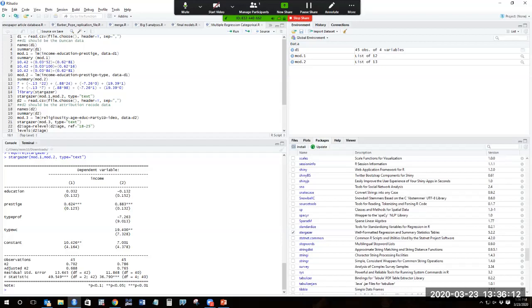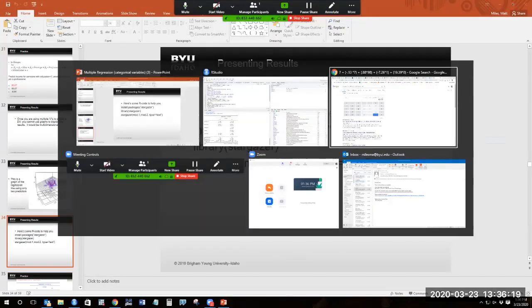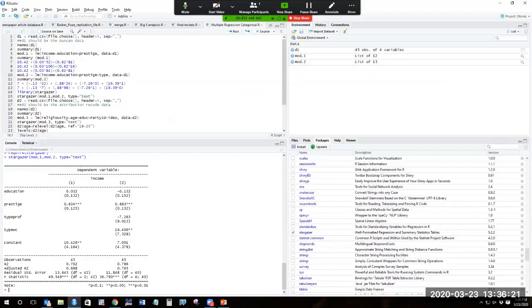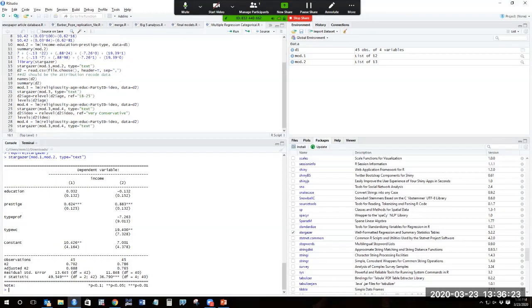I've got my estimate, I've got my standard error. Estimate, standard error. So this divided by this equals, I'm not that good at math, so I'll look at my R code up here. 0.883, sorry, I gotta go up here.